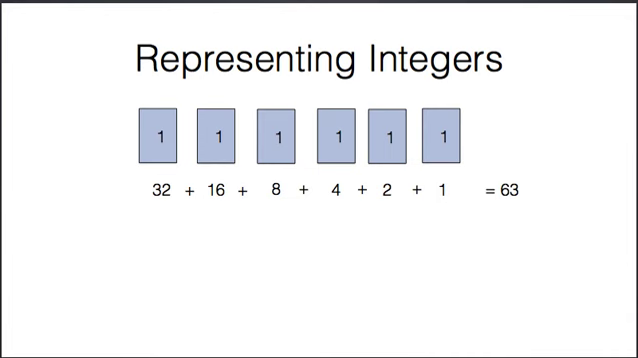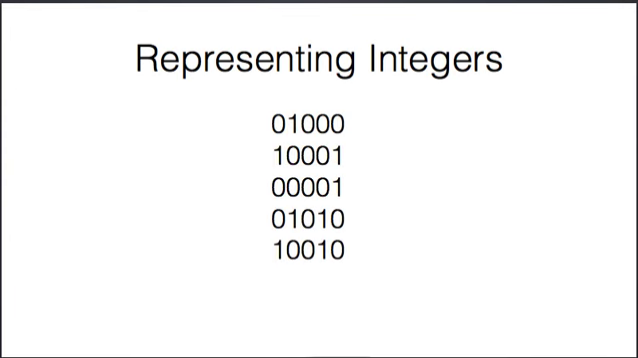Although any computery person would have told you if you have 6 bits in a row of 1s, the answer is going to be 64 minus 1. Now, I want you to figure out what each of these values is.